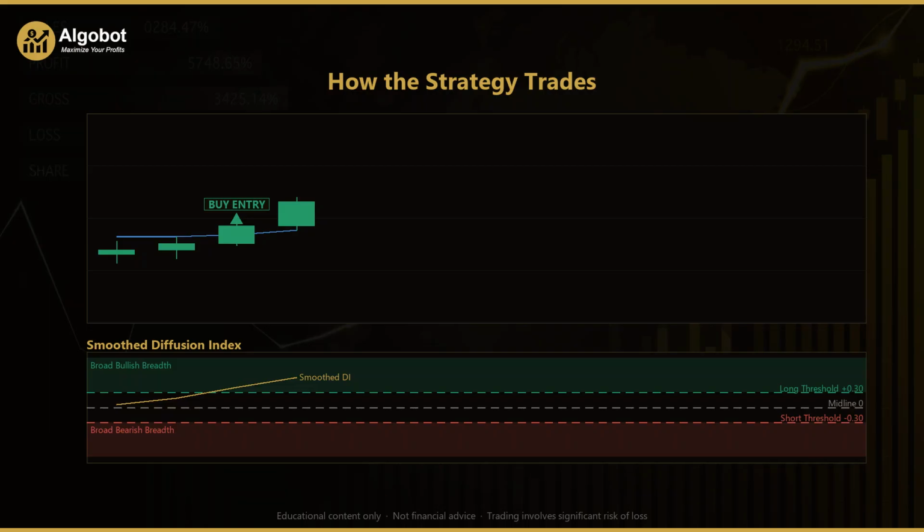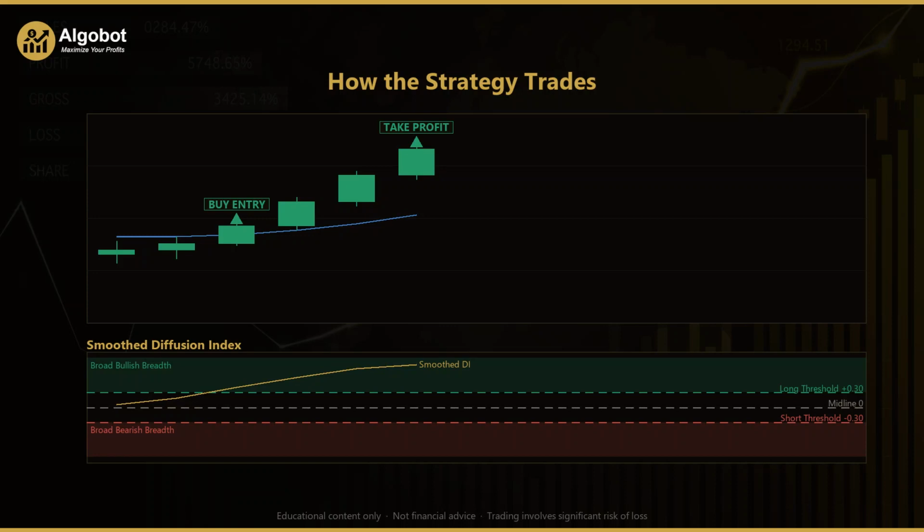Look at the first two candles. Price is drifting sideways, and the diffusion index is sitting close to the midline, barely above zero. That's a balanced tape. Up votes and down votes are roughly canceling out, so there's no broad consensus and the strategy stays flat. It's waiting, not guessing.